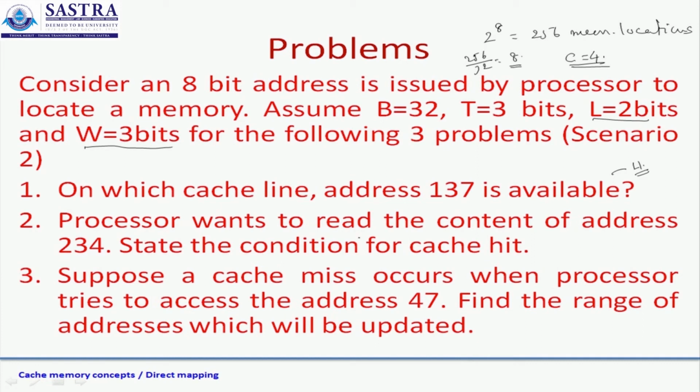Processor wants to read the content of address 234. Here everything is assumed as decimal, right? State the condition for cache hit. What is the condition for cache hit? For that again we have to write 234 in binary.